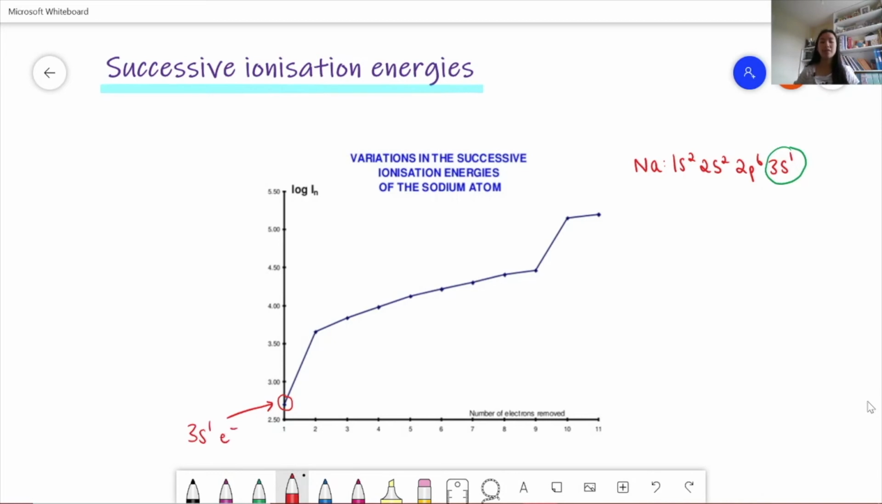And then we have this massive jump here, where the ionization energy increases by a significant amount. And this is because we're moving electron shells. So we've got rid of an electron shell. So this is the jump between electron shells.